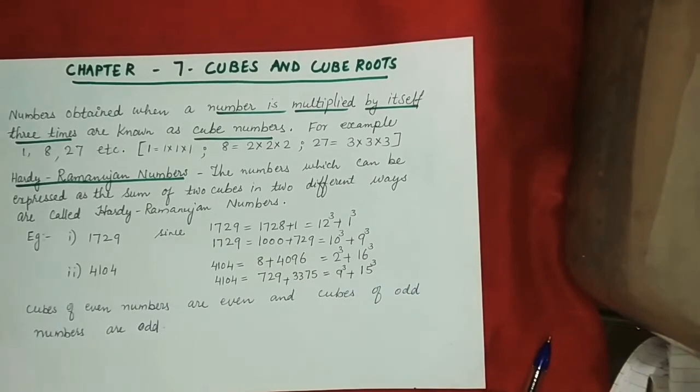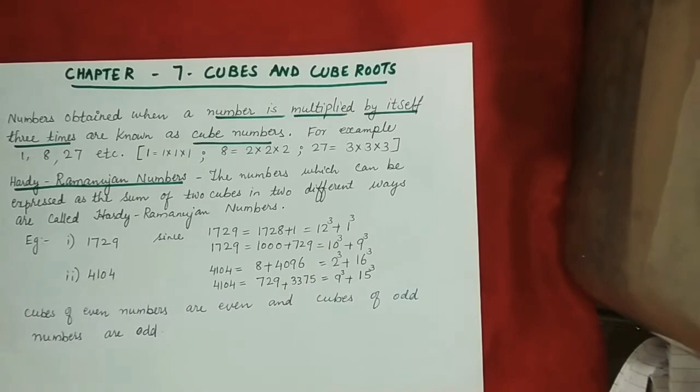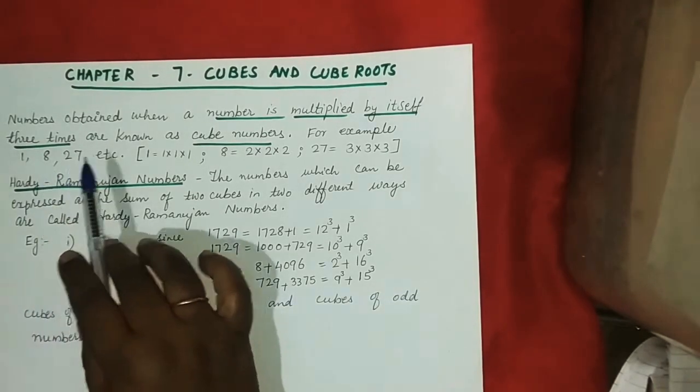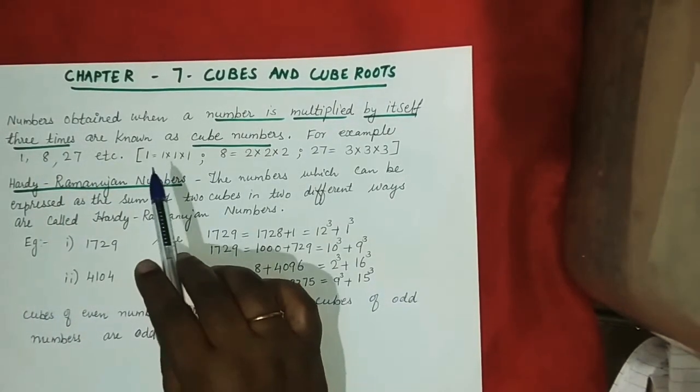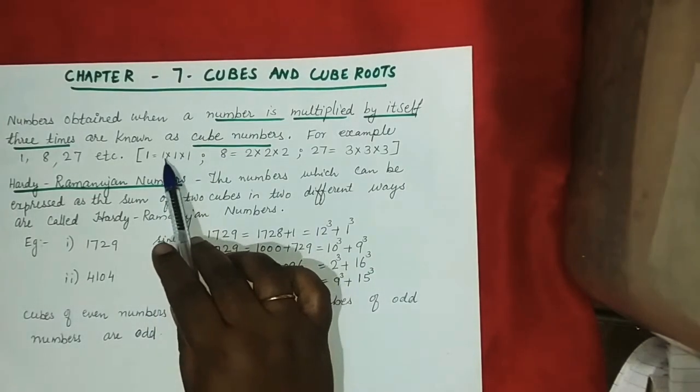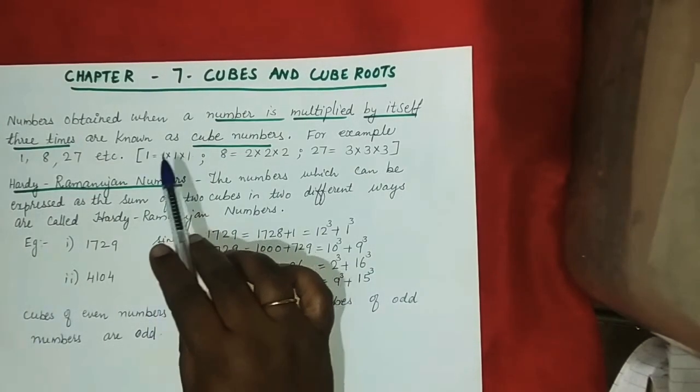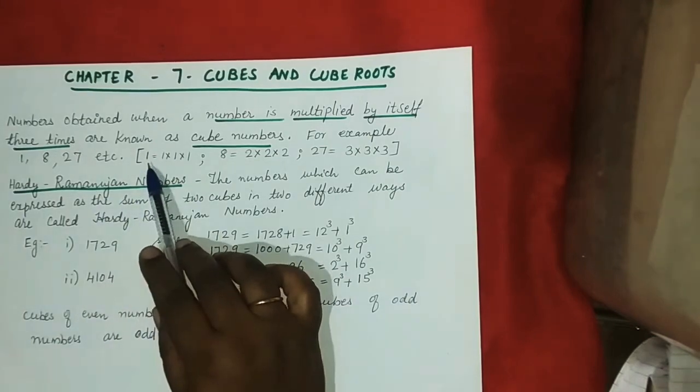Numbers obtained when a number is multiplied by itself 3 times are known as cube numbers. For example, 1, 8, 27, etc. 1 we can express as 1 into 1 into 1. That means 1 is multiplied 3 times, then we are getting 1. So 1 is a cube number.